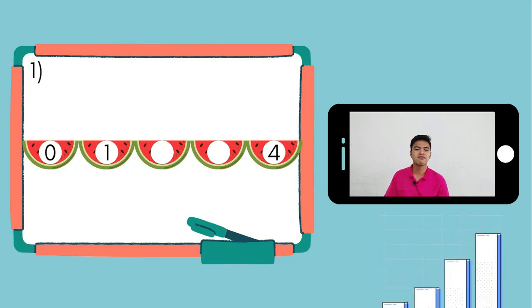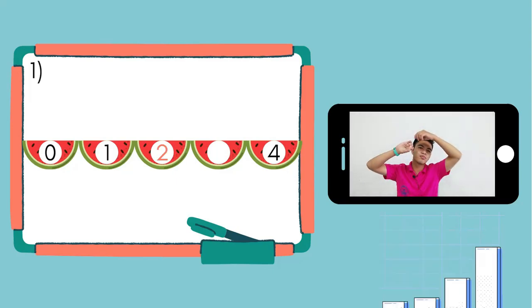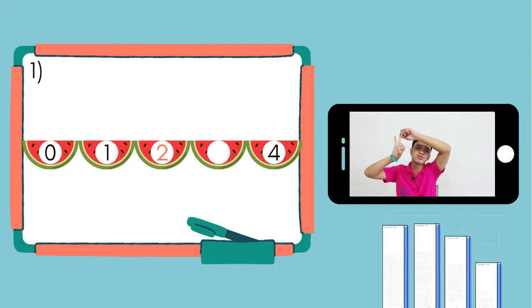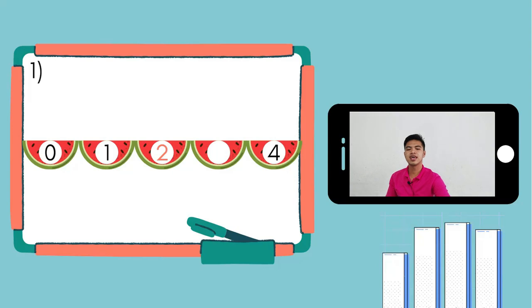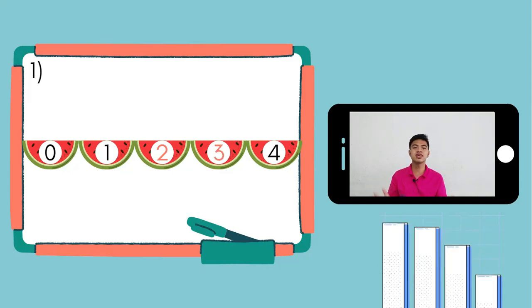Very good. The first number is 2, because 0, and then it will be 1, and then 2. So what do you think is next? What is this? Good job! It is 3. So now we have the full series of numbers from 0, 1, 2, and then 3, and then 4. Okay? So let's go to number 2.